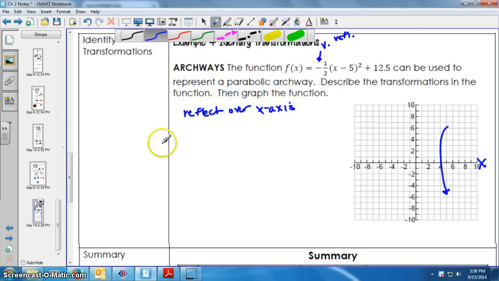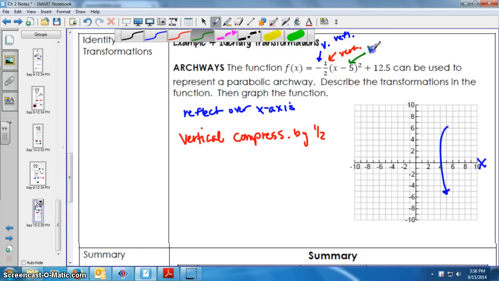Now let's look at the 1/2. So that 1/2 is vertical. So it's a vertical, and since it's a fraction, it is a compression by 1/2. Next is going to be the 5 that's in there, that -5, and remember it's opposite thinking, and that is horizontal, so is that moving us left or right? So opposite thinking would be 5, and we're moving 5. If it's positive, we're moving to the right.